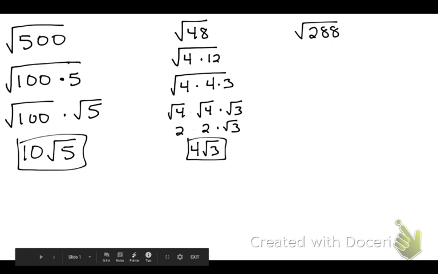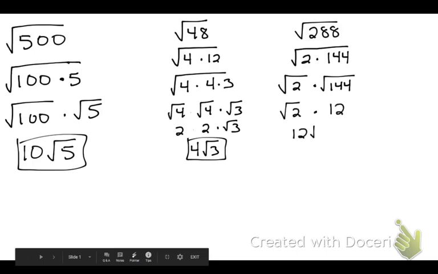Let's look at the last one for this video. 288. Now, I can see that 288 is 2 times 144. I'm going to do this two different ways. Some of you might not have seen that. So this is the square root of 2 times the square root of 144, which is the square root of 2 times 12. And we would always write it as the number outside the square root going first, or 12 times the square root of 2. Let's look at that a different way.